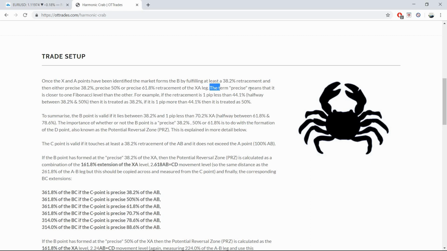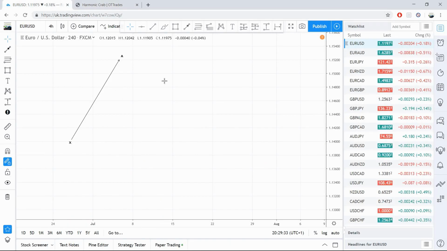Now it says here the term precise means that it is closer to one Fibonacci level than the other. For example, if the retracement is 1 pip less than 44.1%, which is halfway between 382 and 50%, then it's treated as 382%. If it's 1 pip more, then it's treated as 50%. So the term precise doesn't actually mean it hits the 382, 50%, or 618% exactly, or precisely. It actually means it's just 1 pip closer to this level than it is to the one higher or lower than it. So let's run through an example here.